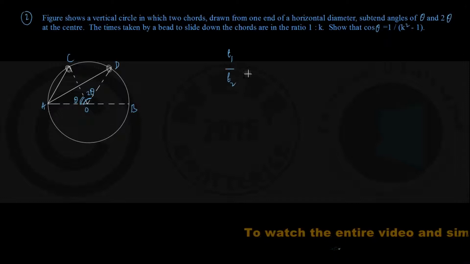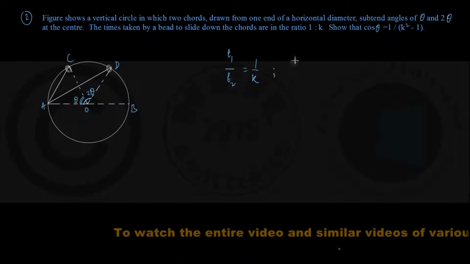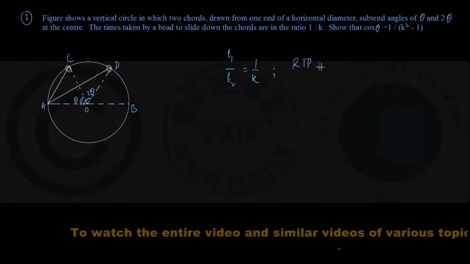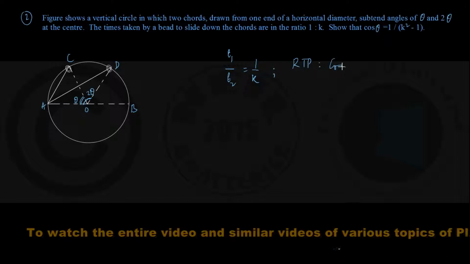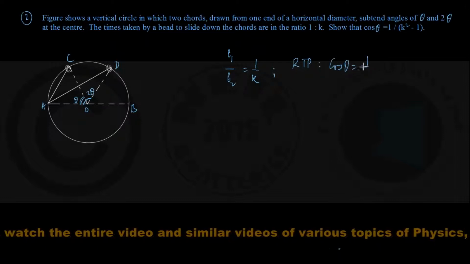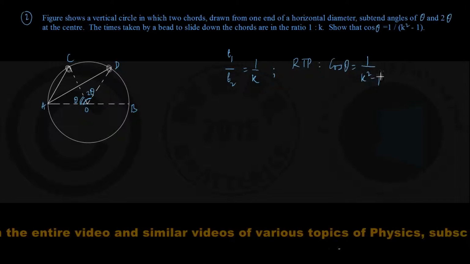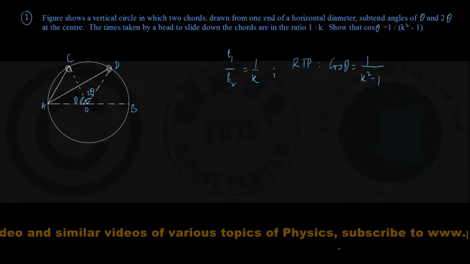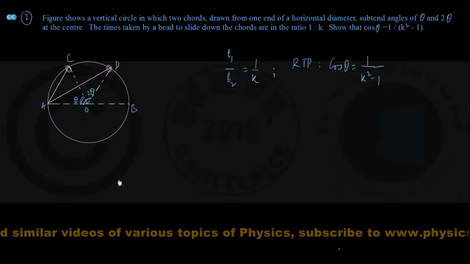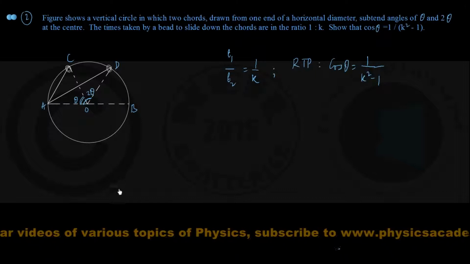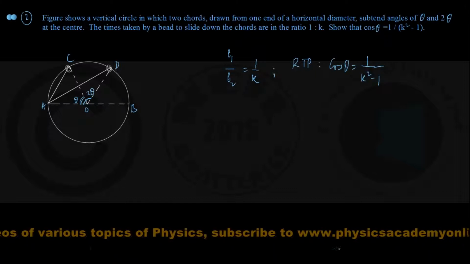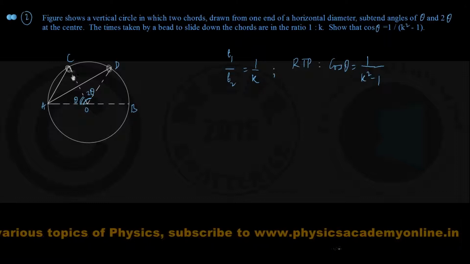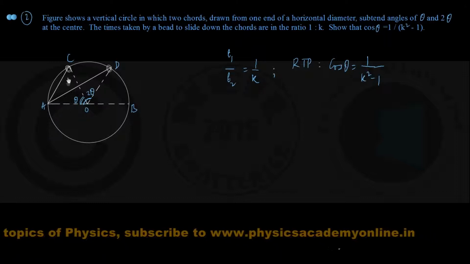According to the question, this ratio T1 is to T2 is equal to 1:k. And we are required to prove that cos theta is equal to 1 upon k square minus 1. This is the question here. Let me put this question in difficulty level 2 and approach the problem. First of all, we shall consider this triangle AOC.